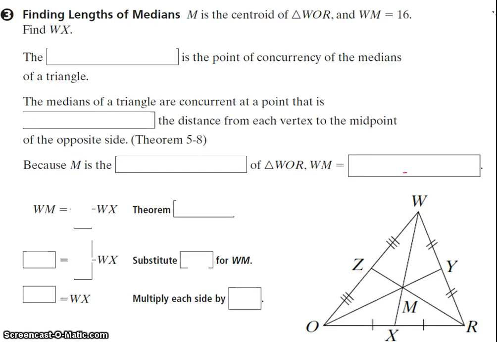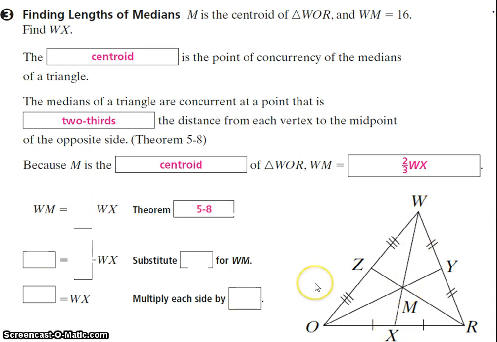Anyway, finding the lengths of medians. M is the centroid of triangle WOR, and WM equals 16. We want to find WX. I don't know if you remember back from the very first page, we talked about how the centroid is the point of concurrency of the medians of a triangle, and the medians of a triangle are concurrent at a point that is 2/3 the distance from each vertex to the midpoint of the opposite side. So because M is the centroid, then WM is going to be 2/3 of WX. Here's WM, and WX goes all the way across.